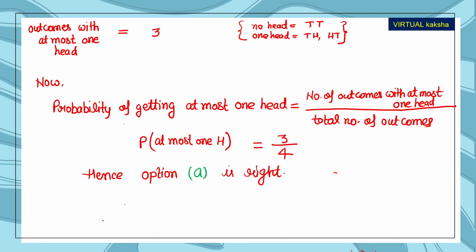Now, the probability of getting at most one head equals the number of outcomes with at most one head divided by the total number of outcomes. Probability of at most one head equals 3 upon 4. Hence, option A is right.